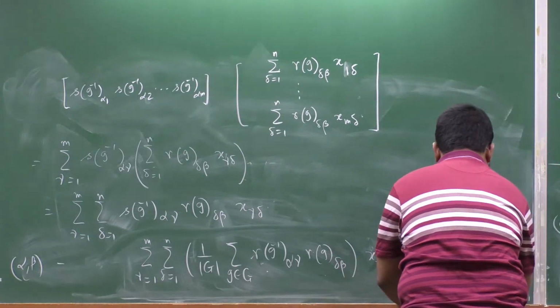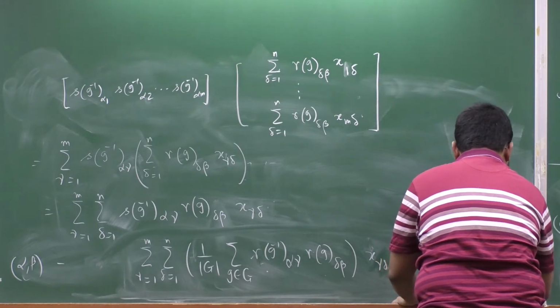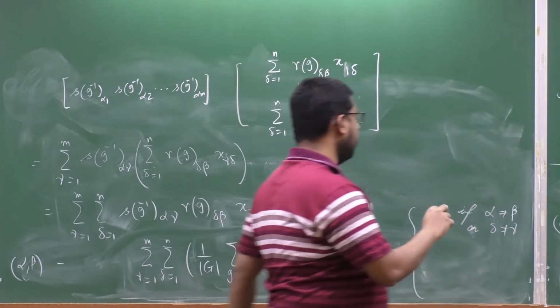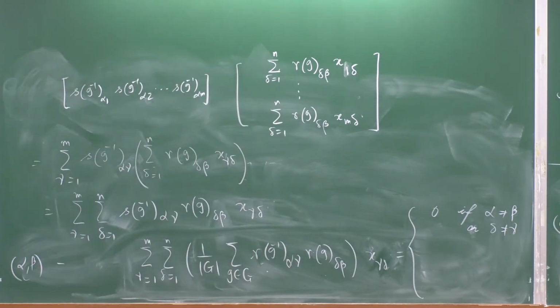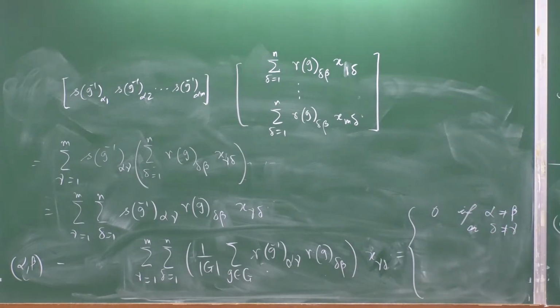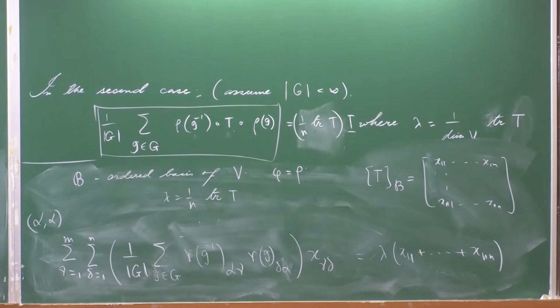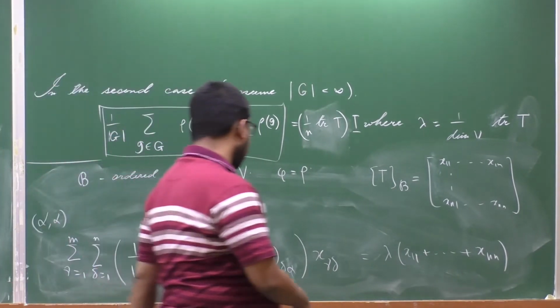Okay, I think we can combine these two. So if one of these happens, either alpha not equal to beta or delta not equal to gamma, then certainly this coefficient is going to be 0. So now we are only left with the case when gamma equal to delta.